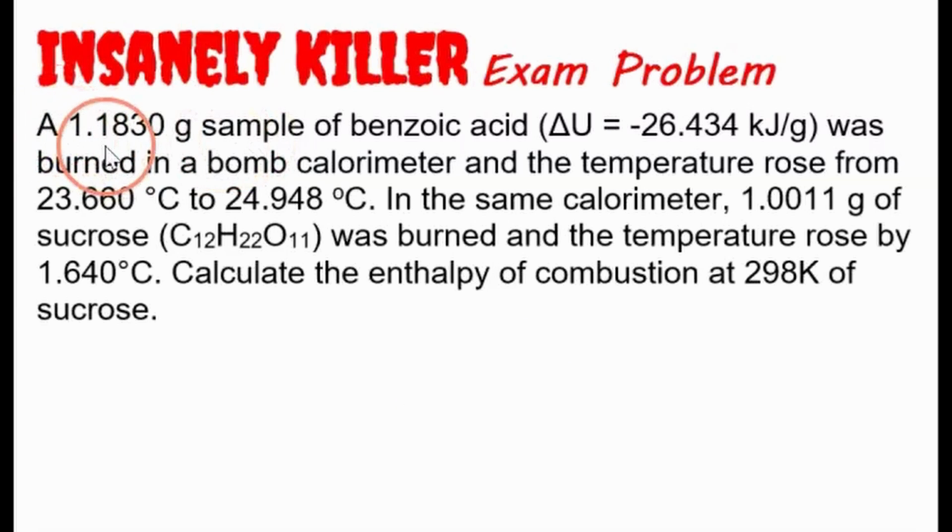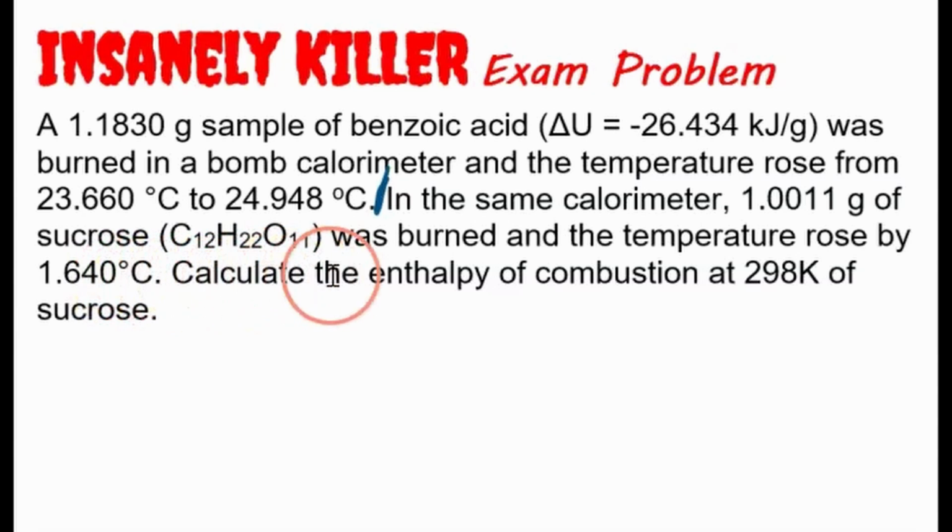Okay, so 1.1830 grams of benzoic acid, with a change in internal energy of negative 26.434 kilojoules per gram, was burned in a bomb calorimeter, and the temperature rose from 23.660 degrees Celsius to 24.948 degrees Celsius. Three decimal places is common in bomb calorimetry for temperature. And then in the same calorimeter, 1.0011 grams of sucrose was burned. So we have 2 experiments going on, and the temperature rose by 1.640 degrees Celsius.